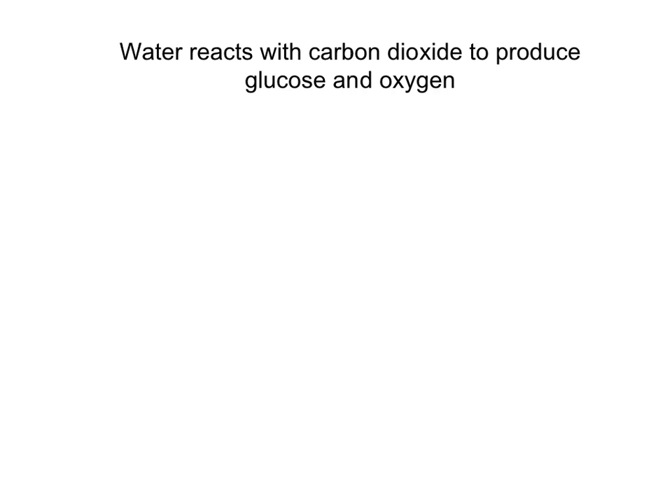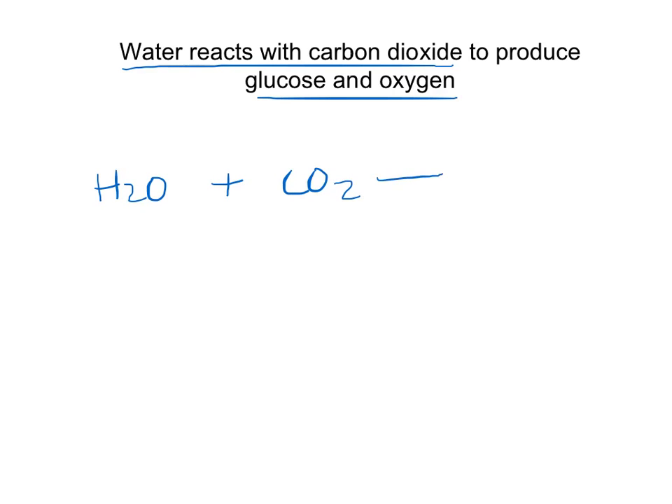So it says water reacts with carbon dioxide to produce glucose and oxygen. So water reacts with carbon dioxide is going to be our reactants, and glucose and oxygen are going to be the products. So we know the formula for water is H2O, reacts with carbon dioxide, CO2, and yields or produces glucose. The formula for that is C6H12O6, and oxygen. And remember, oxygen is a diatomic molecule, so I need to write O2 there.